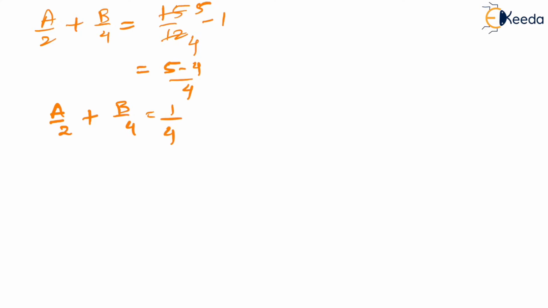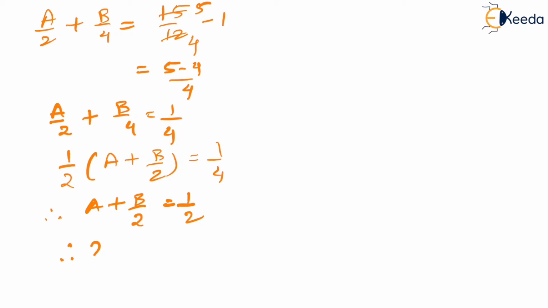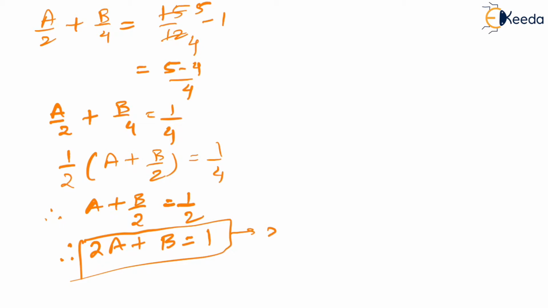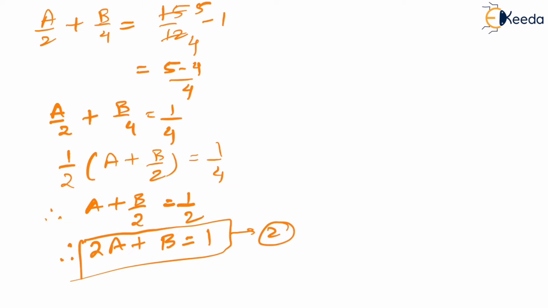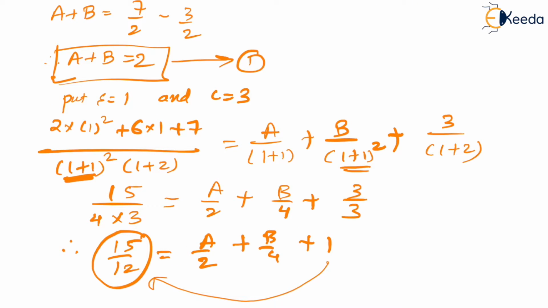So now if I take 1 by 2 common, I get a plus b by 2, which is equal to 1 by 4. Therefore a plus b by 2 is nothing but 1 by 2, right? So it becomes, therefore, 2a plus b is equal to 1. So this is nothing but the second equation. Now in the first equation I have a plus b equal to 2, and in the second equation I have 2a plus b equal to 1. So if I do equation 1 minus equation 2, what do I get then?